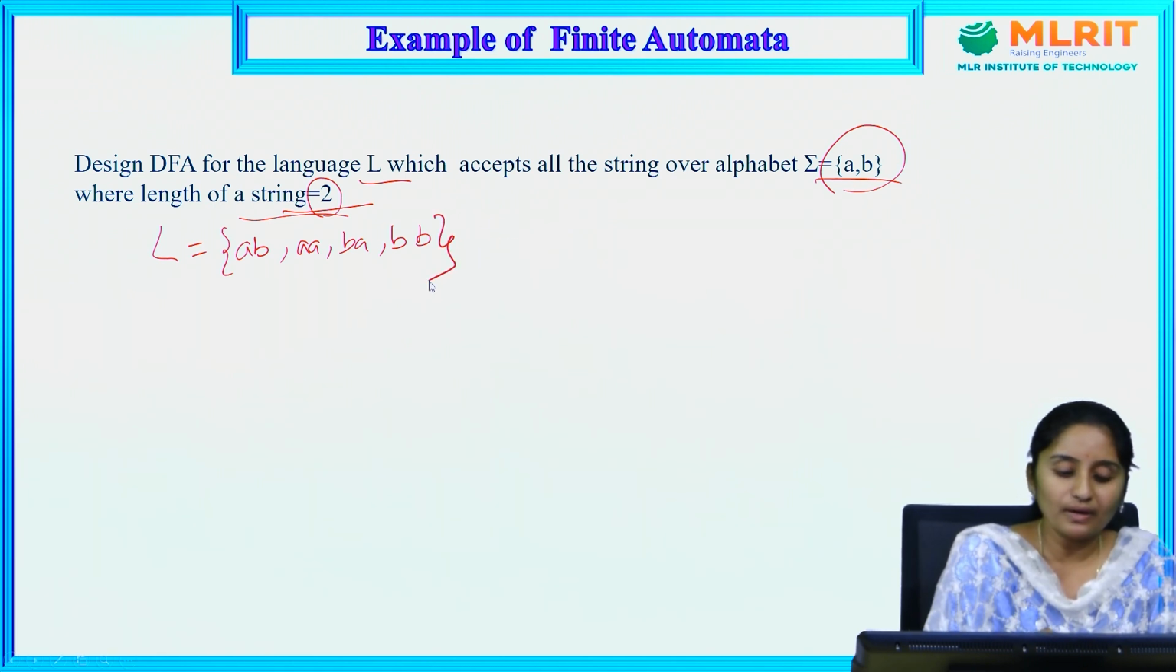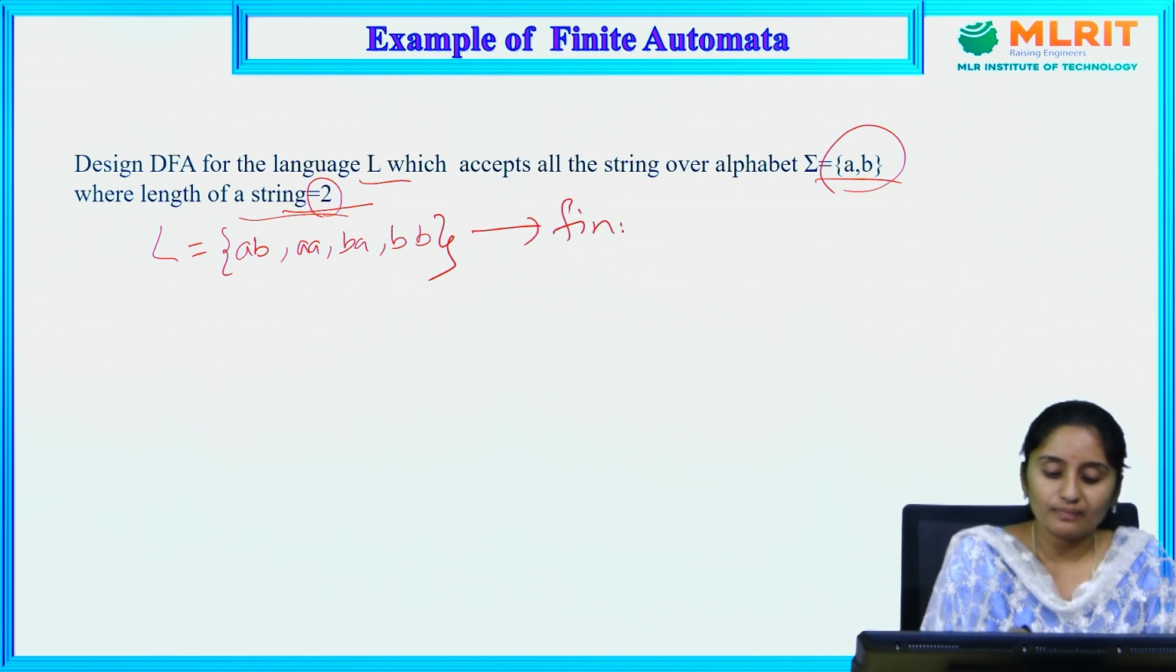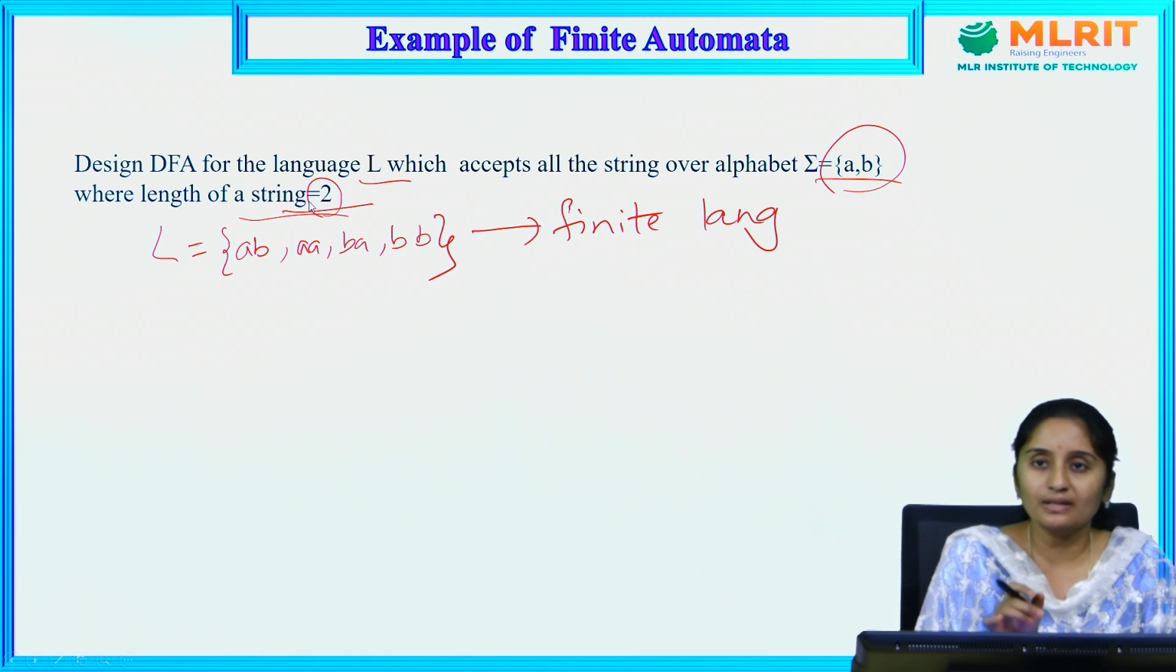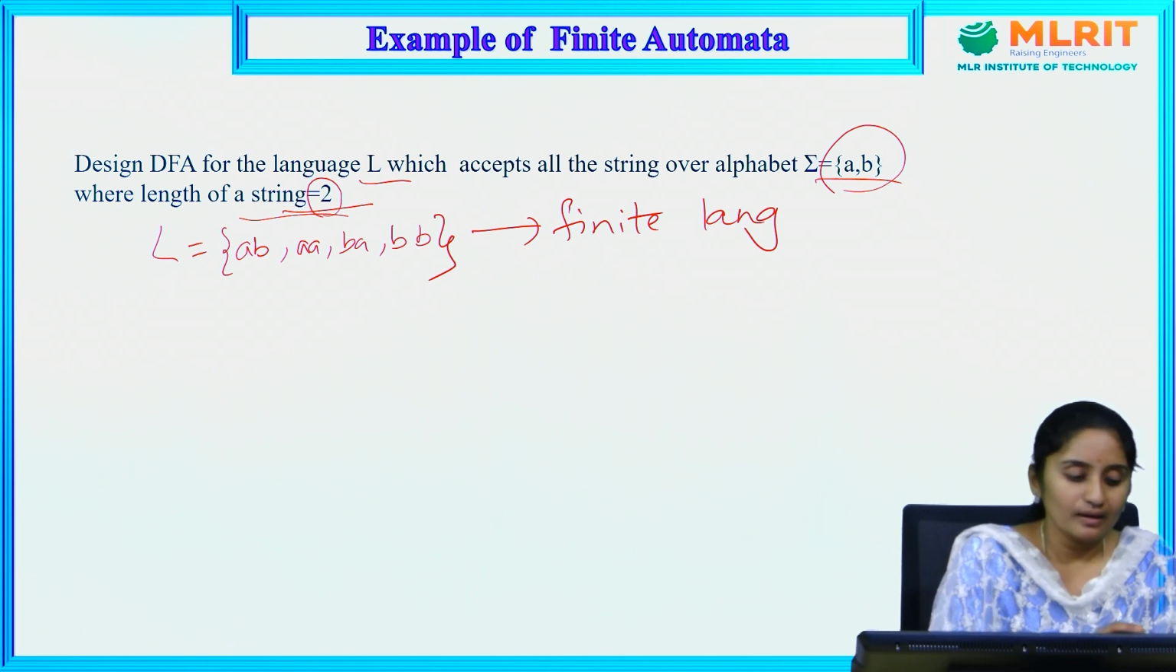So what type of language is it? It is a finite language, because we have mentioned here that the length is 2. So we got only 4 strings of length 2. Now let us construct a DFA diagram.